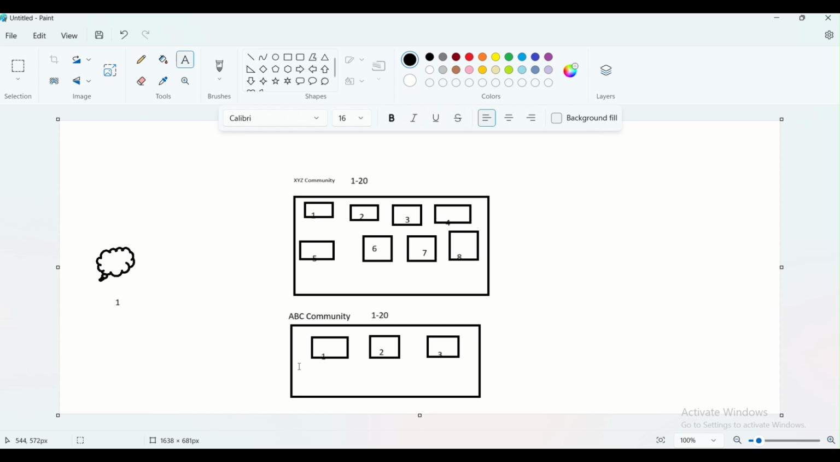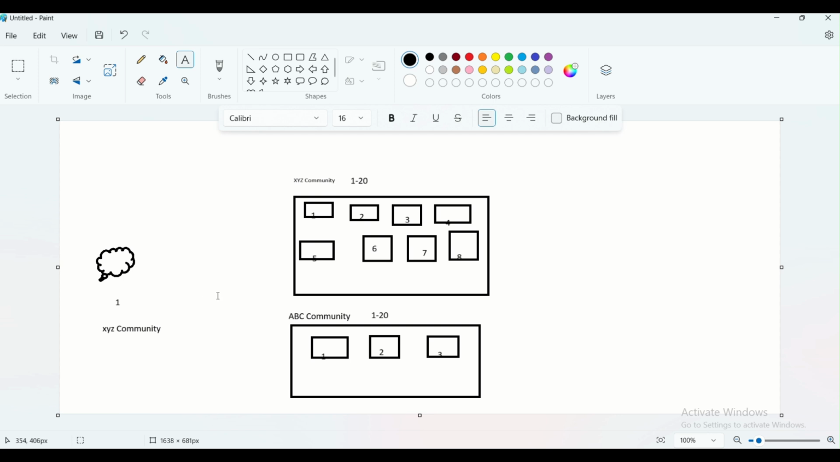This is for reusable purpose, as I told. Then how can it be reached from the internet? Here, there is a unique name called XYZ community. This XYZ community I can say is a public IP address, which is unique across the globe. So I need to go to house number 1 of XYZ community. Then it will come to XYZ community, and XYZ community knows what house number 1 is.